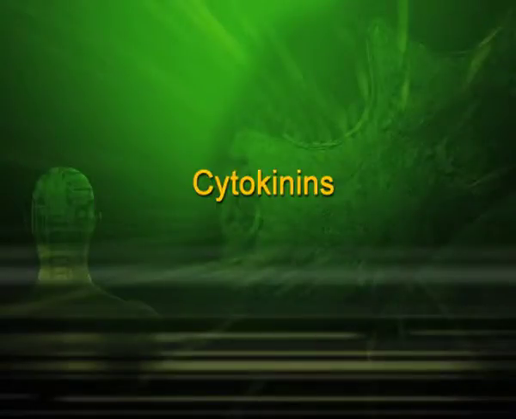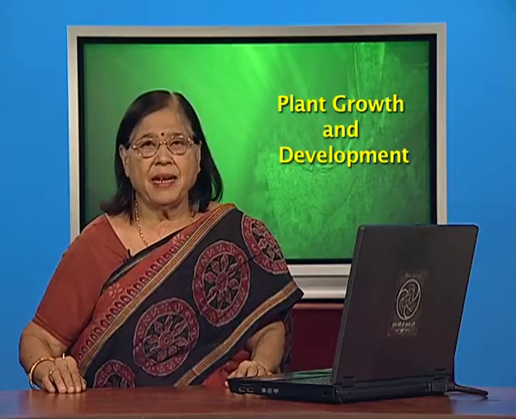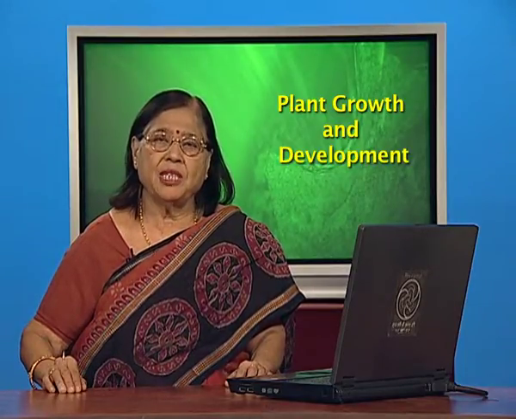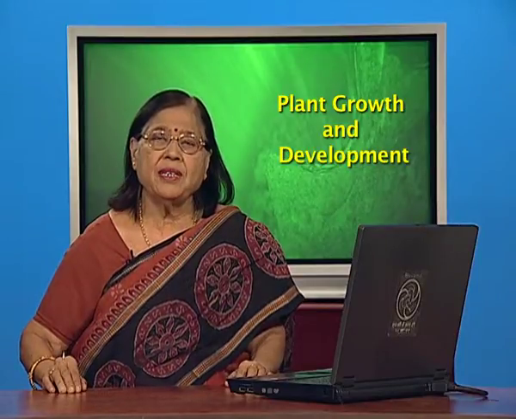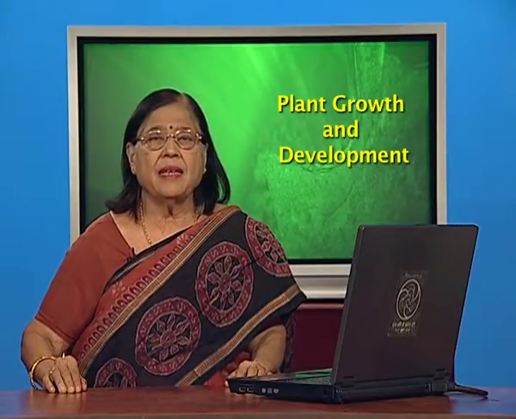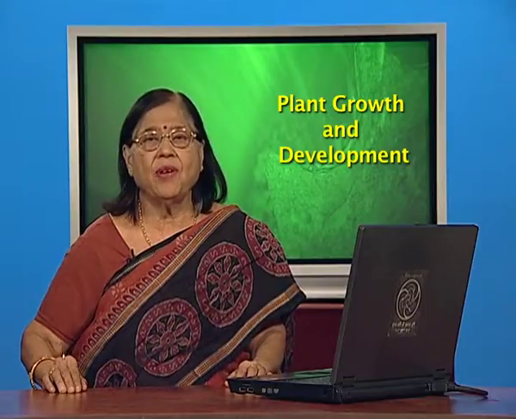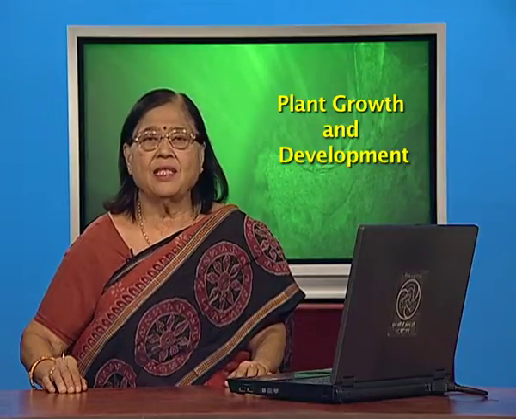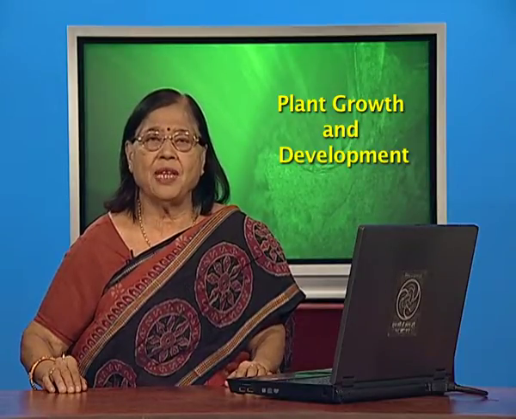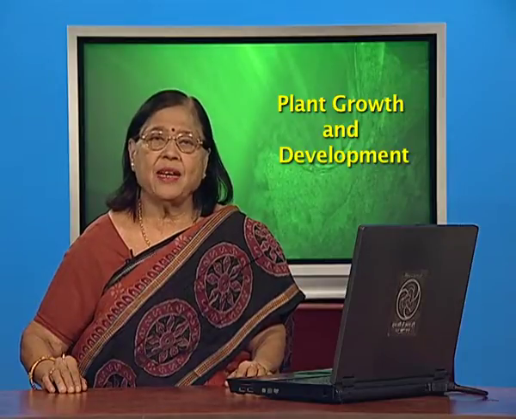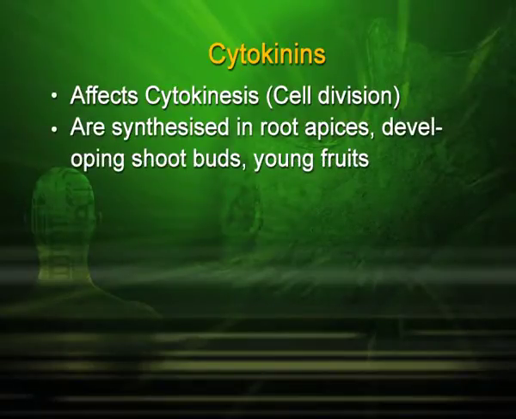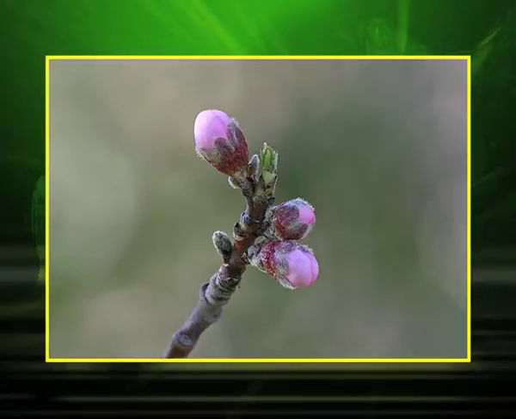Next PGR is cytokinin. As the name indicates, it helps in cytokinesis. In cell division, dear students, you know there is nuclear division which we call karyokinesis, and there is cytoplasmic division which we call cytokinesis. The cytoplasmic division is looked after by this particular PGR, cytokinin. So, naturally it will be helping in growth. So, it affects cell division. It is synthesized in root apices, developing shoot buds and young fruits.